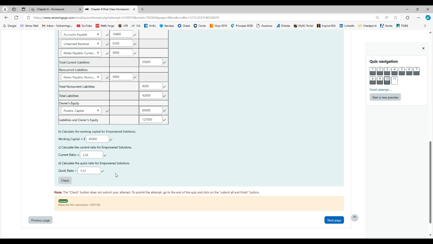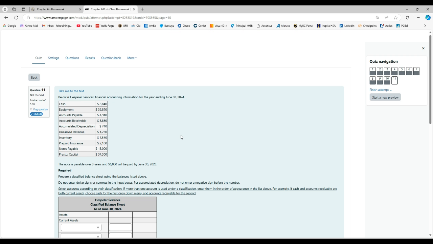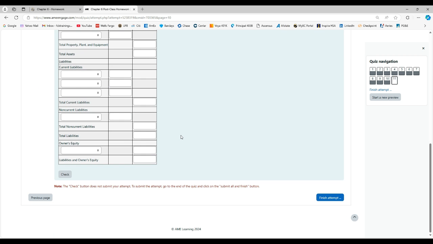I haven't actually done these ratios in a while, so they're important though. It's one of those things you look at on an ongoing basis.